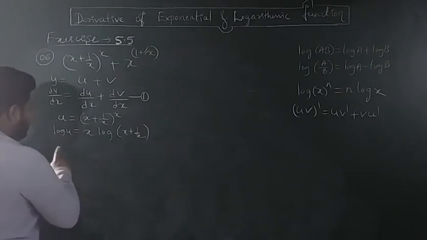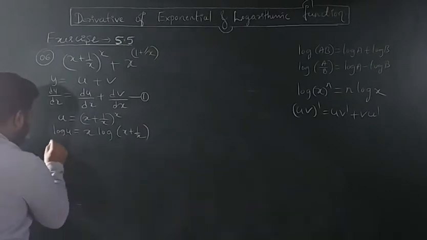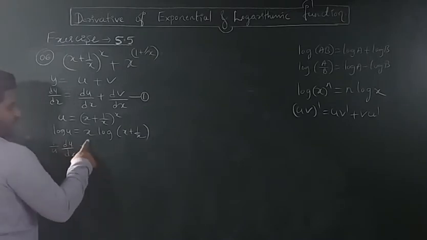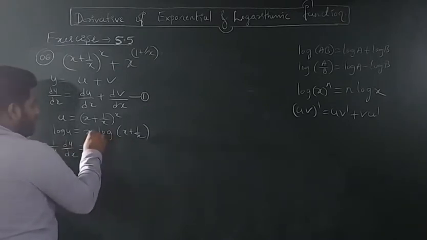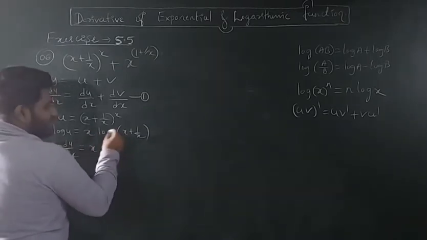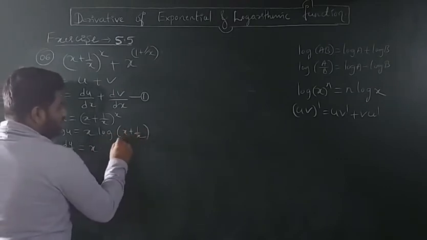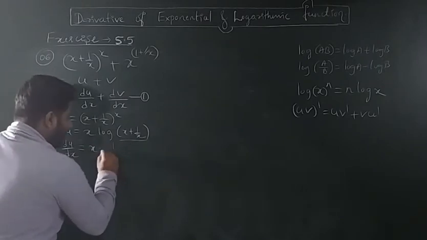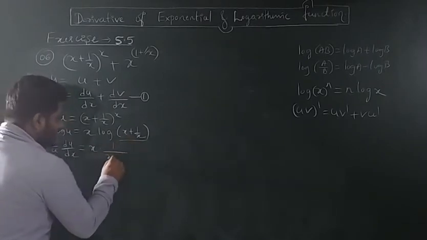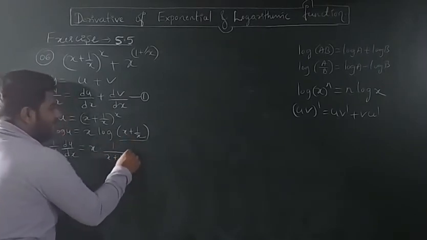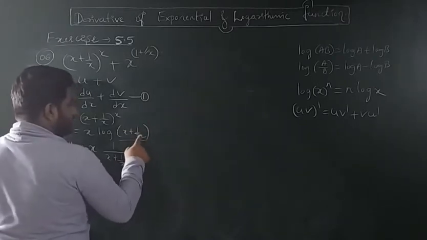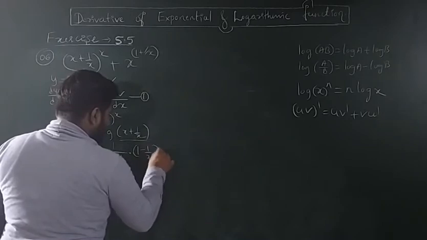Right? So again now differentiate this one. Log u gives 1 by u into du by dx. So here two functions are there again, product rule. First function as it is, differentiation of second. Log, this one is x, so differentiation of log x is 1 by x. In place of x we are having x plus 1 by x, into differentiation of this one. Differentiation of x is 1, differentiation of 1 by x is minus 1 by x square.